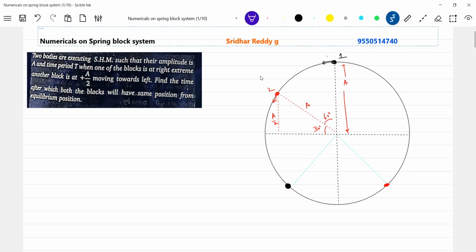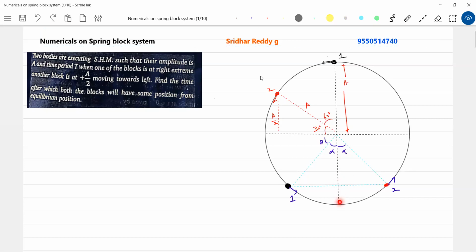Let me take this as alpha. This is theta. These two alphas, these two angles must be equal. Any reason for that? This was 2 and this is 1. Agreed? Any reason why these two angles should be equal? Because they are at the same position. So here particle 1 will be moving away from the mean position, and 2 will be approaching the mean position. That's the basic condition.